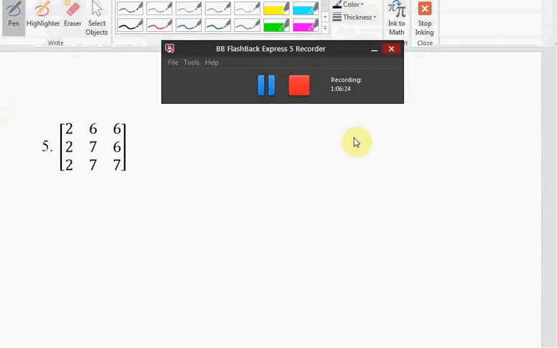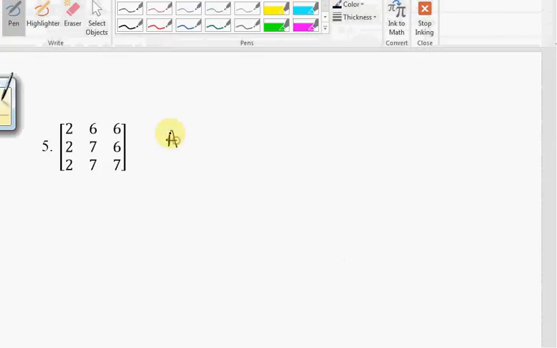Okay, let's see. Our time is up, but here's the inverse. You can check it with yours. 7 over 2, 0, negative 3, negative 1, 1, and 0, 0, negative 1, and 1.